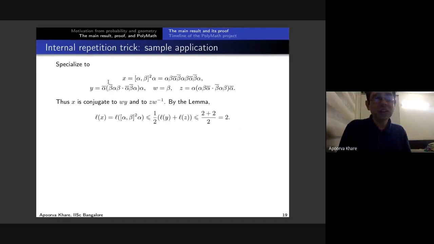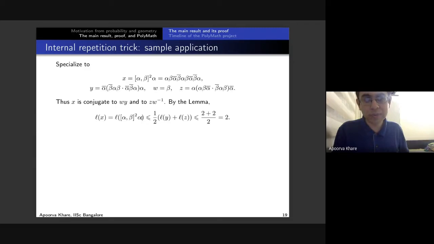So you choose elements carefully, and you can check that if you take x, y, z, and w this way, then x is conjugate to w y and z w inverse. It's very easy to check that. It's just one extra element. Therefore, by the lemma, the length of x, which is this commutator square times alpha, is less than half length of y plus half length of z.